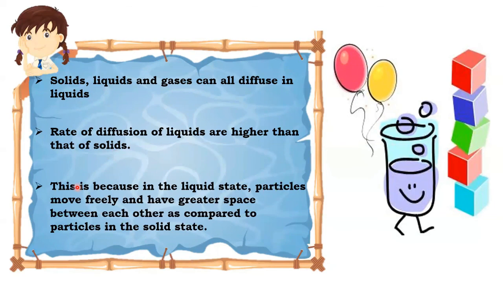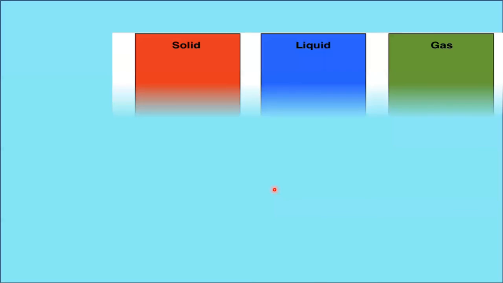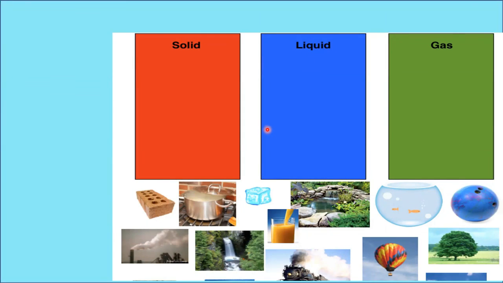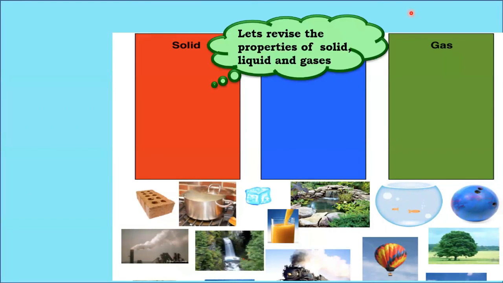Okay, this is because in the liquid state particles move freely and have greater space between each other as compared to particles in the solid state. I hope you have understood it well. Okay, आगे हम लोग देखते हैं. So let's compare and contrast these three states of matter, and then with this we'll end up today's lecture. Okay, fine. So हम लोग इसके आगे देखते हैं. So when you talk about the properties, हम लोग इसका comparison करते हैं, देखते हैं हम लोग क्या मिलते हैं यहाँ पे.